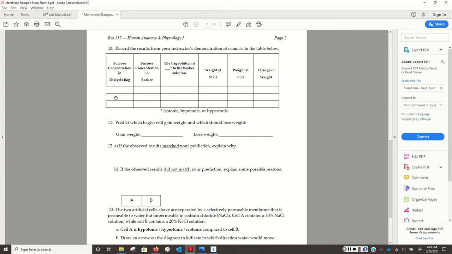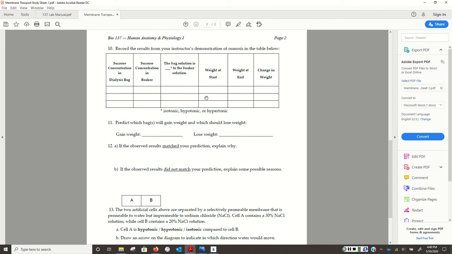Next, I had a bag with pure water inside of it, so 0% sucrose in a bag. And I put that bag down in a beaker where there was 40% sucrose. 0 in the bag, 40 in the beaker. The bag was what to the beaker? The bag was hypotonic to the beaker. And I weighed that bag at the start, and it was 24 grams.